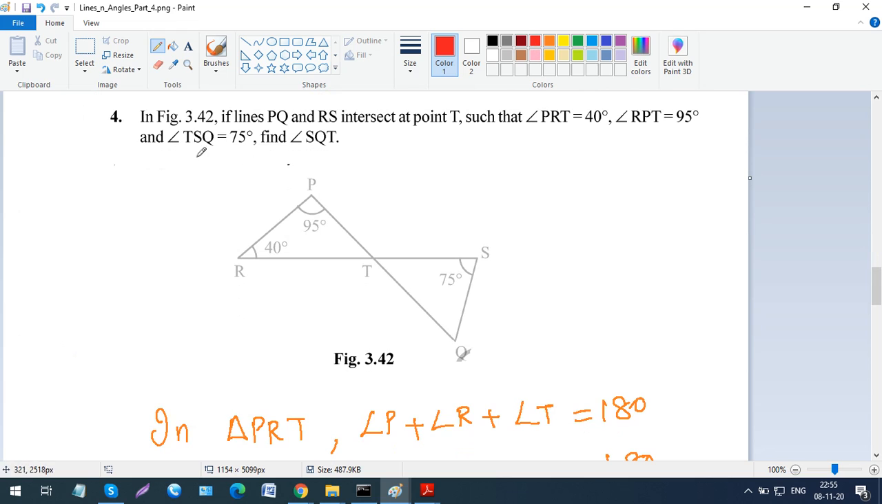Question number 4. It says, in the figure, this is the figure given, PQ and RS intersect at point T, such that angle PRT is given as 40, angle RPT is given as 95, and the other angle, this one, is given as 75, and they are asking us to find SQT. So the middle angle Q, which has S and T as the corners. So SQT is this one.